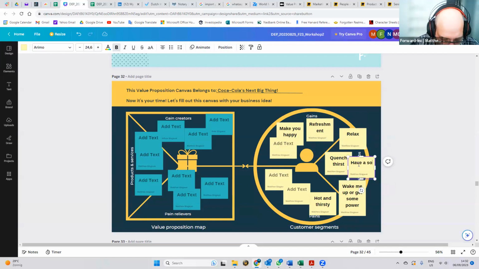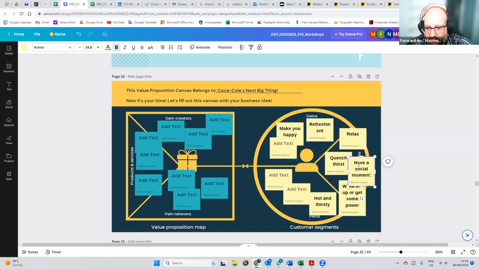Why is social moments not considered a gain but a job? Because I'm looking for something to have a social moment around. That's why I would put it as a job. And a gain would be something that, so it could be either. It could be either. Okay. It depends on how you want to position it and how you understand your target customer. But good question.